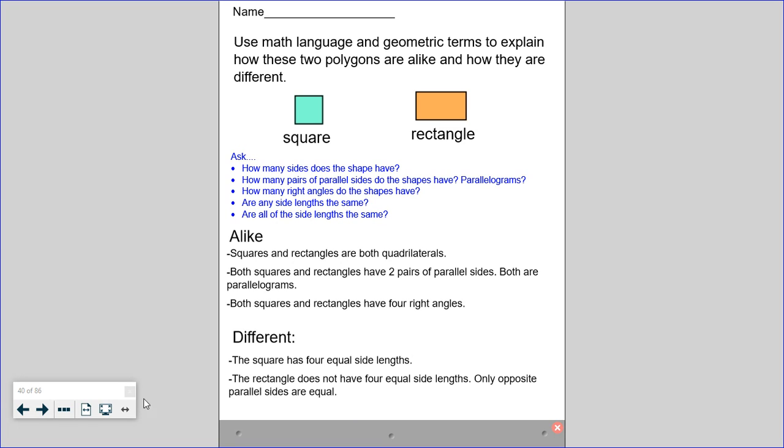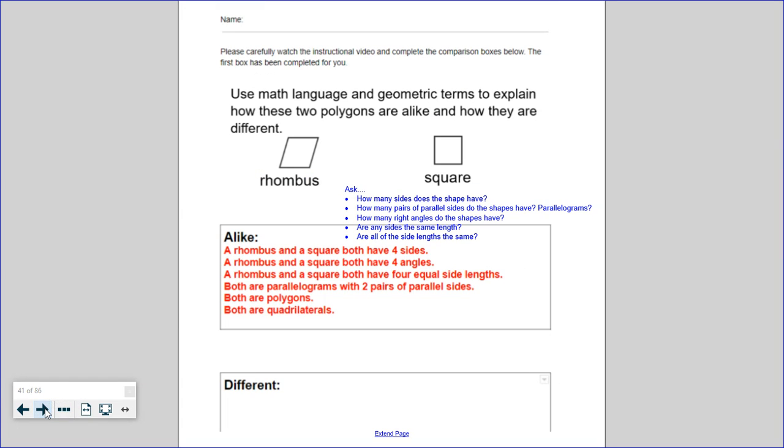Okay, nice work. So here is your assignment for today, and I apologize for this being kind of smacked here in the middle. It's the best way to make it fit. This is page 7, front and back in your packet, or it might be in your teacher's Google Classroom. Just read their directions and see what they want you to do. You're going to use math language and geometric terms to explain how the two polygons are alike and how they are different. And I put the questions here to help you.